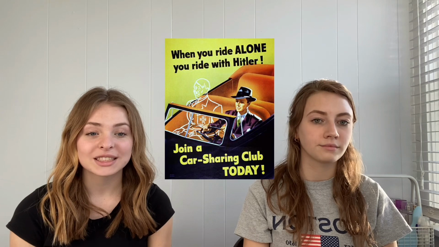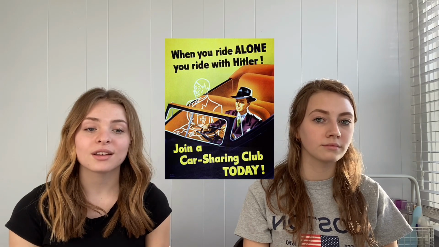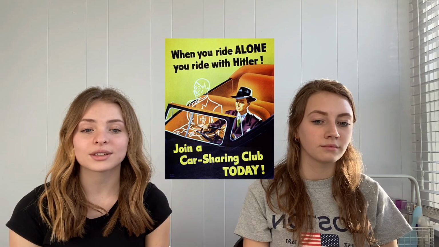The government released this propaganda poster to persuade American citizens to carpool in order to conserve resources needed for the war. This is, in a way, a fear tactic because it associates riding alone with Hitler, so it gives a negative connotation. The government provides only two choices for the American citizens, riding with Hitler or carpooling, when in reality there are countless other options. The US government knows that Americans are scared of Hitler, so they took advantage of that fear and used it to persuade them into doing things such as carpooling.